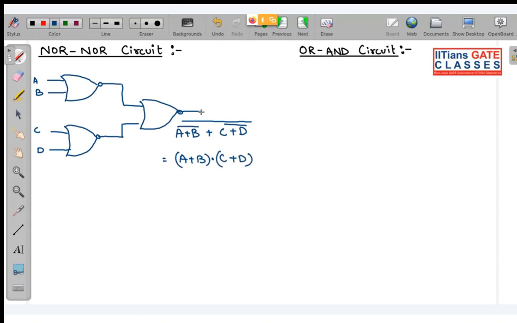Is this clear? So we can implement the same circuit using what? We can implement it using OR-AND.